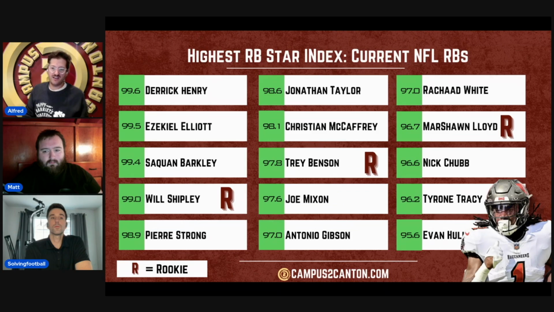Devon Achane, who was one of the best per-rush guys ever in history last year, is 80.2. D'Andre Swift, 79. Dalvin Cook, stud for many years, 74.3. And then Alvin Kamara, 67. Josh Jacobs, 67.4. He was one of the better running backs. James Conner has had a great career, 62.6.